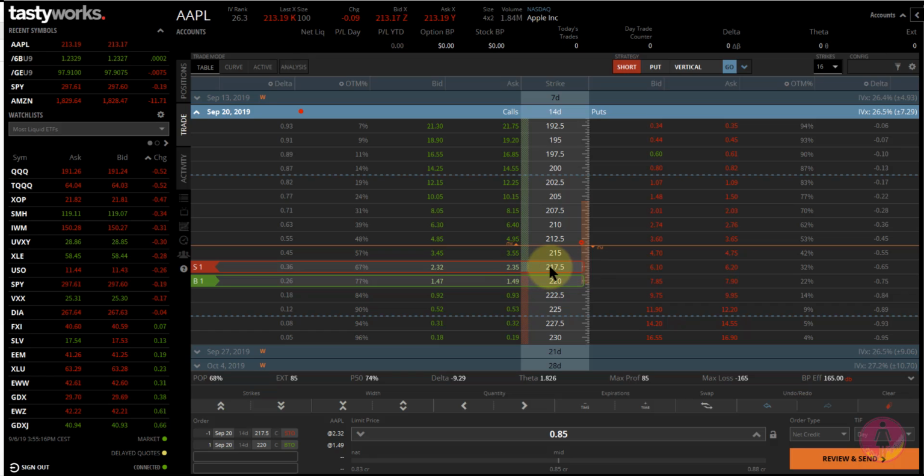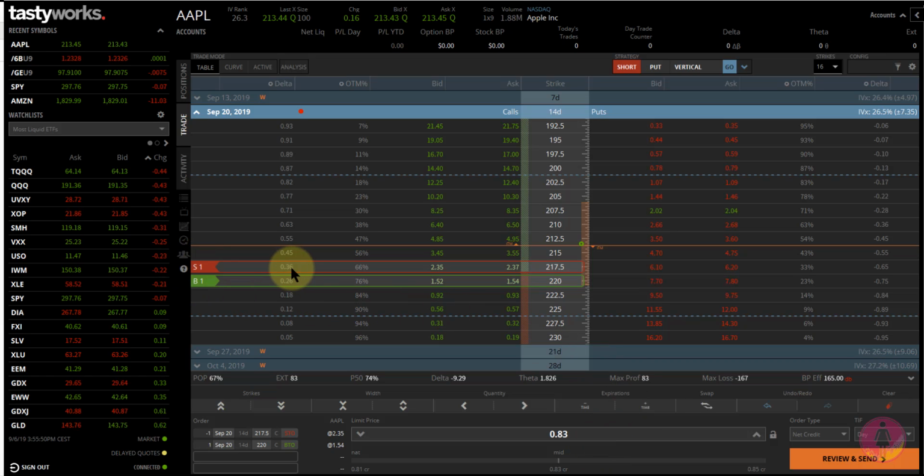I am selling the 217 and I'm buying the 220. My maximum profit is 85 and my maximum loss is 165. My POP is 68% and my credit is 80, which means that I get 83 cents, so you get 83 times 100. Now if I do two contracts, then it will be double.